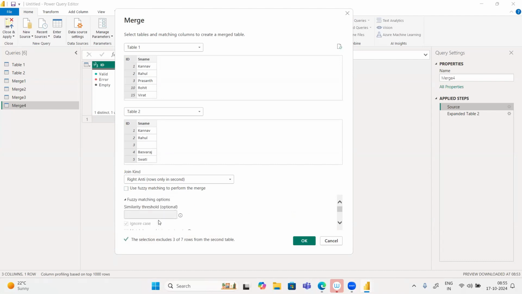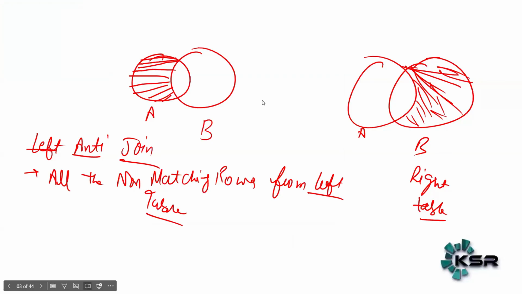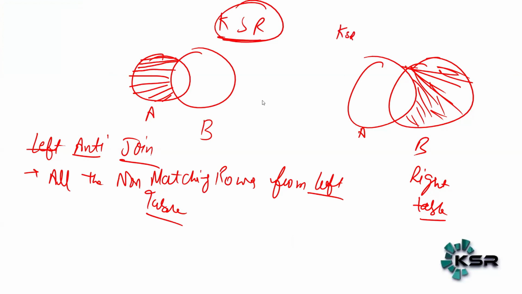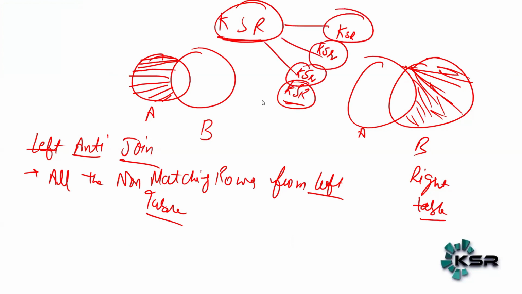If you click this option, suppose you have data coming from the real world. Someone might have written KSR in uppercase, someone might have written KSR in lowercase, someone might have written K as capital then R, or K as small and R as capital. In this case the name is the same, but the practice of writing is different, correct?